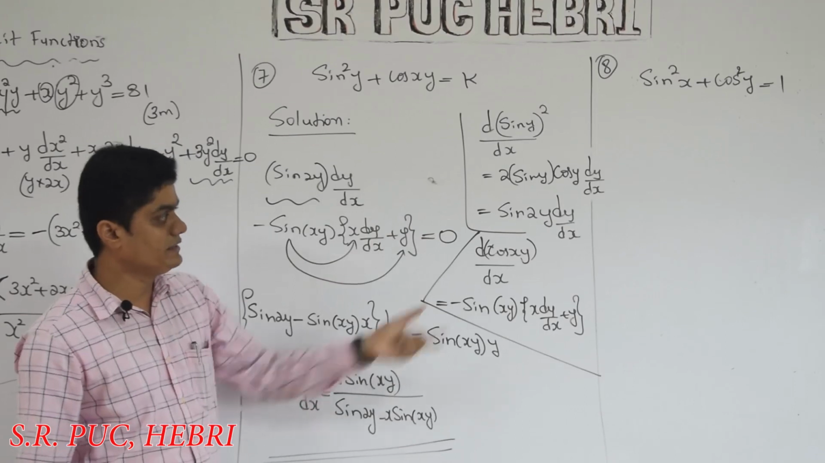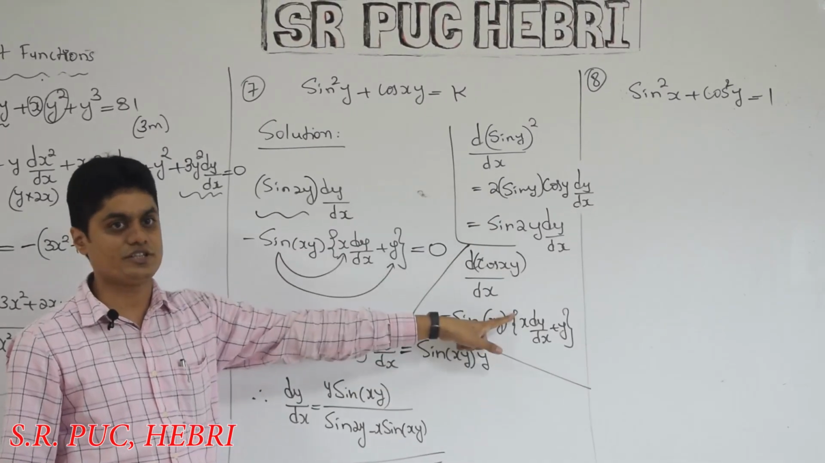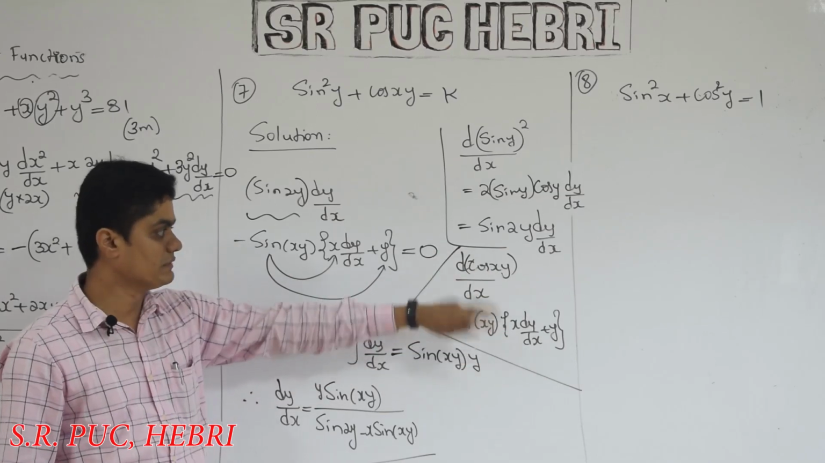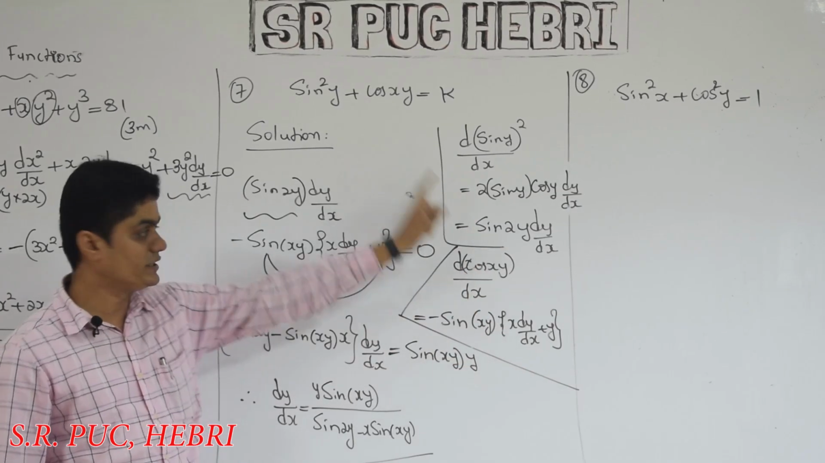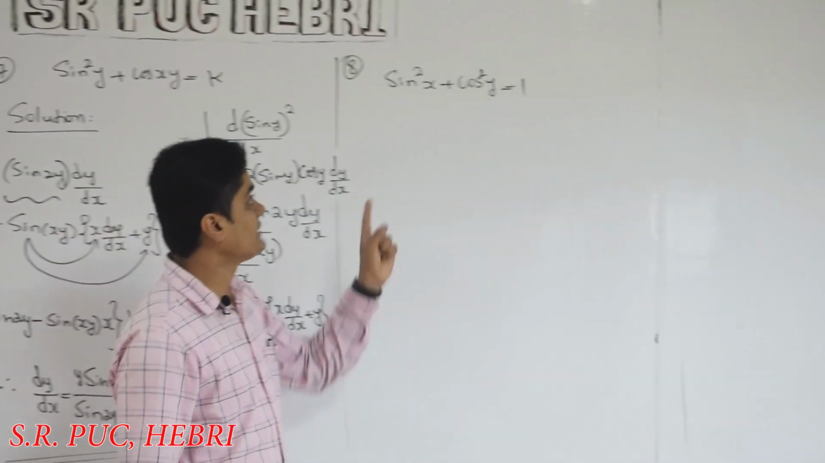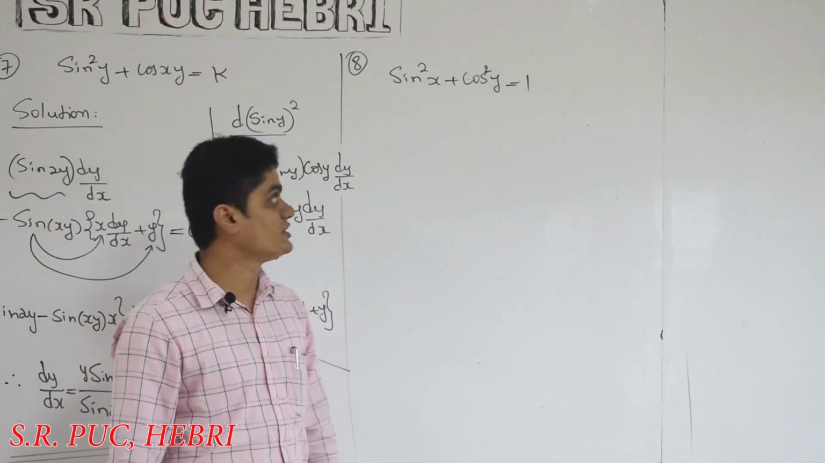Here some important things are there, especially the differentiation of these two terms. So please watch the differentiation of these two terms carefully. If you have any doubt, we will discuss later. I hope you understood this differentiation. Very good. Next one: sin square x plus cos square y is equal to 1.